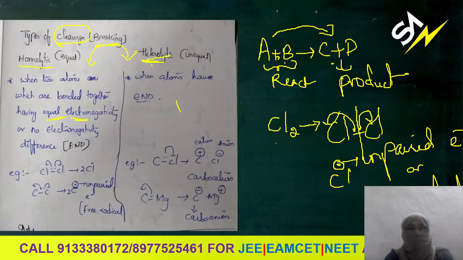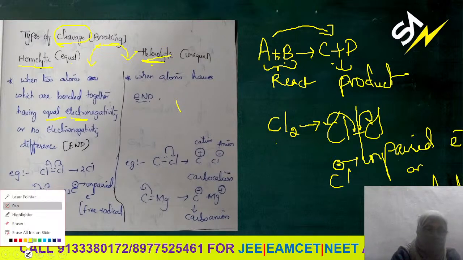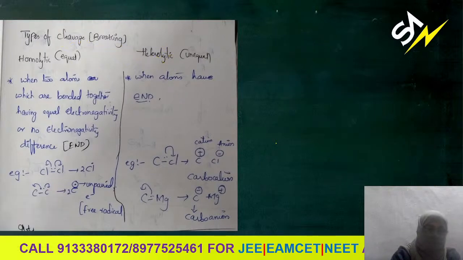Moving on to heterolytic cleavage. What do you mean by heterolytic cleavage? It is unequal cleavage, very simple. That means unequal cleavage occurs here. When atoms have an electronegativity difference, EN difference, they will get cleaved heterolytically.